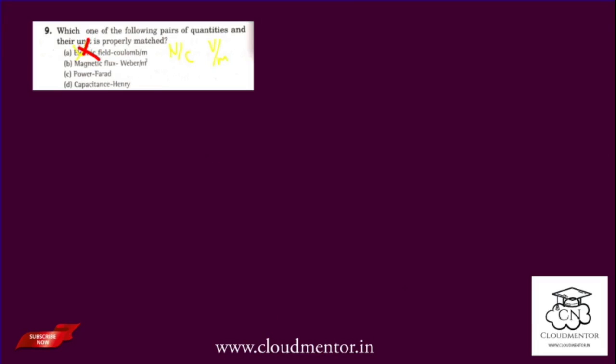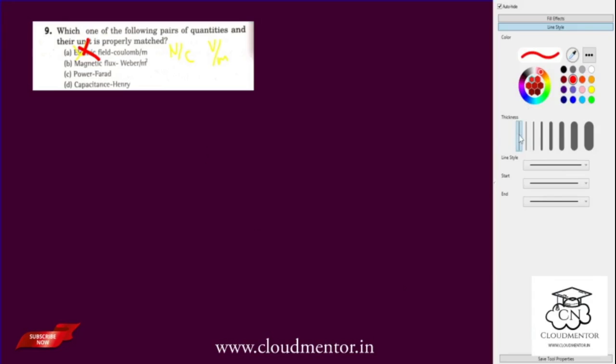So that is wrong. Now, yes, the unit of magnetic flux is Weber per meter square. So it is the right answer. So option B is the right answer. And for power it must be watts. And in the case of capacitance it must be farad. And Henry is for inductance. So option B is the right answer. Now moving to the next question.